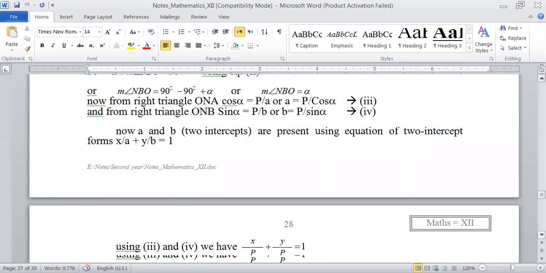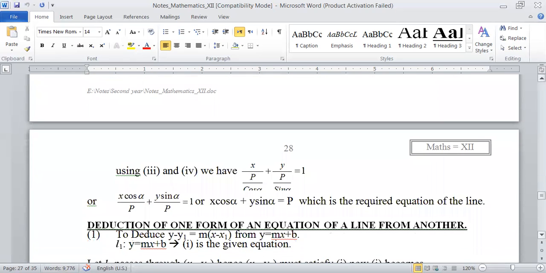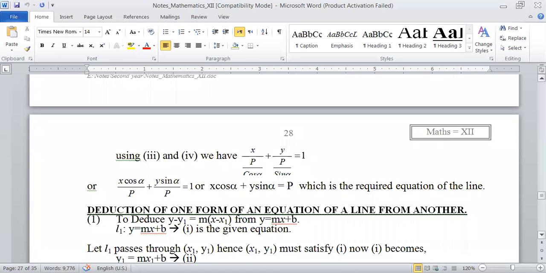Now a and b are two intercepts. Using equation of two intercept form, x upon a plus y upon b is equal to 1. तो आपके पास एक्सप्रेशन बनेगा x upon (rho upon cos alpha) plus y upon (rho upon sin alpha) is equal to 1. तो इसको सिंप्लीफाई करें x cos alpha upon rho plus y sin alpha upon rho is equal to 1. हम इसे लिख सकते हैं by taking LCM and cross multiplying. x cos alpha plus y sin alpha is equal to rho, which is the normal form of the line.